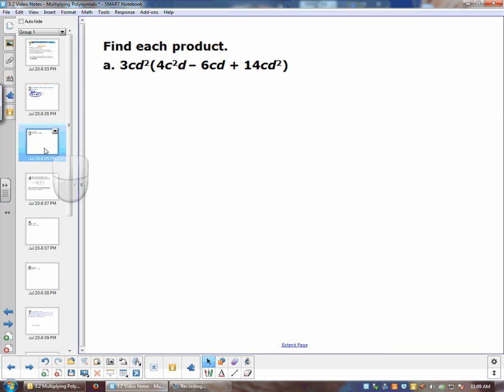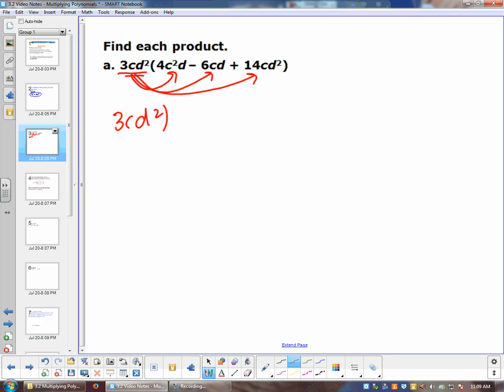All right, let's try one more of those. Again, I want to find the product. So I have a monomial, a single term out front, and I'm going to distribute it into the three terms here. So first off, I have 3c d squared multiplied by 4c squared d. So that is going to become a 12. If I add my powers here, I have c to the first and c to the second, so c to the third, and you have d squared and d to the first, so also a d to the third there.